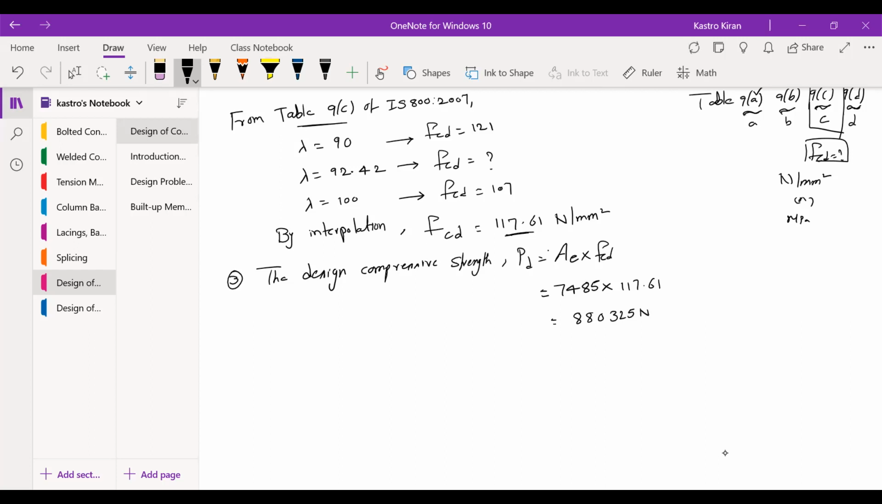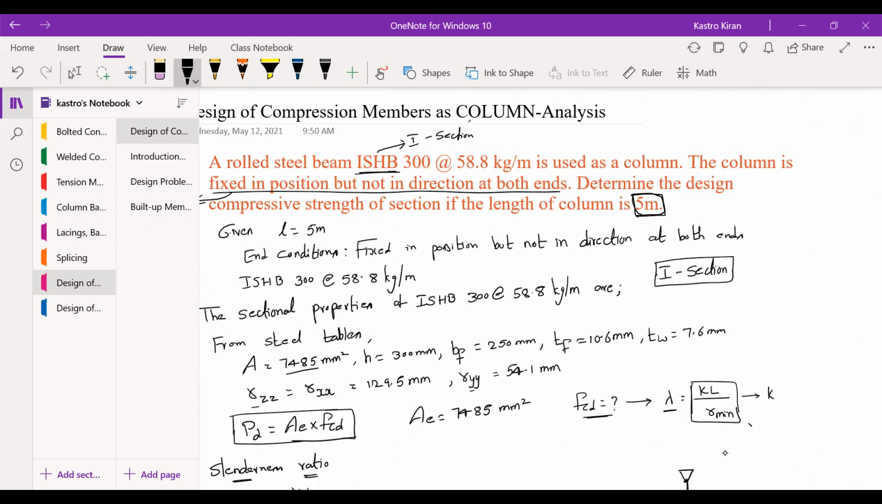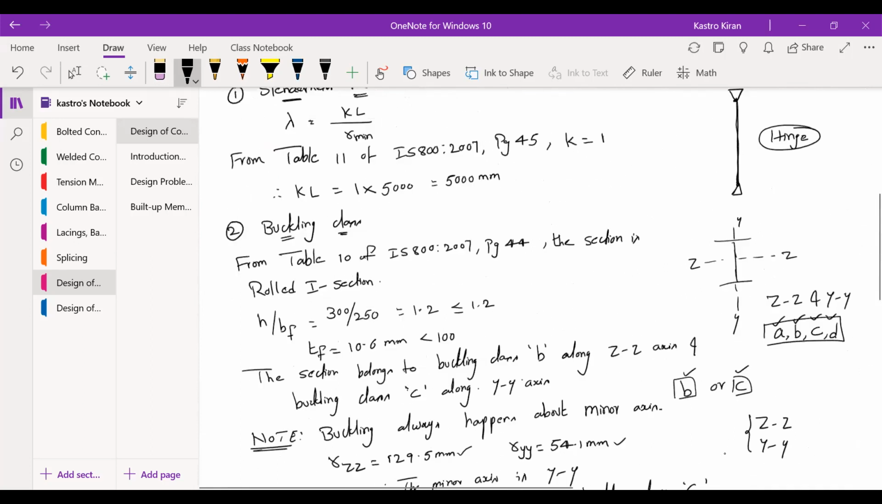880325 newtons. So let's convert this into kilonewtons. It will be 880.325 kilonewtons. Now, how will you find out this section? I mean, the design compressive strength of ISHP 300 is 880.325 kilonewtons. So this is how you can find out the design compressive strength in analysis types of problems.